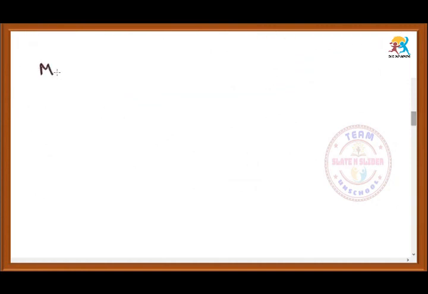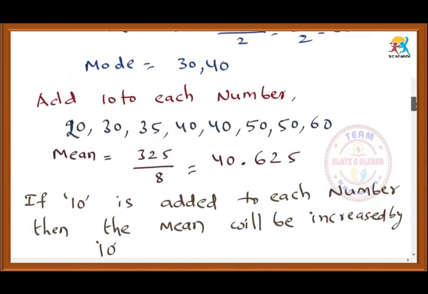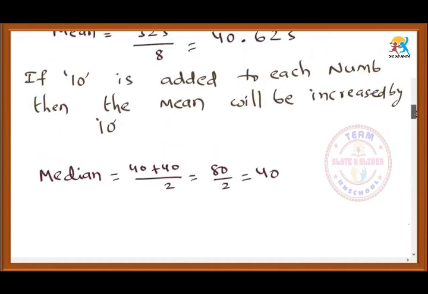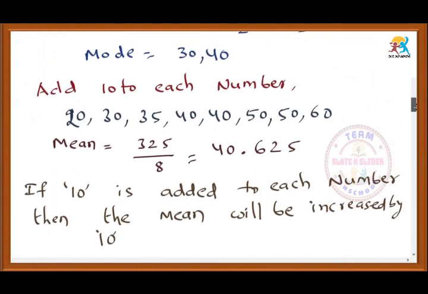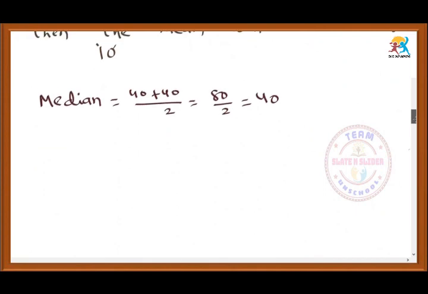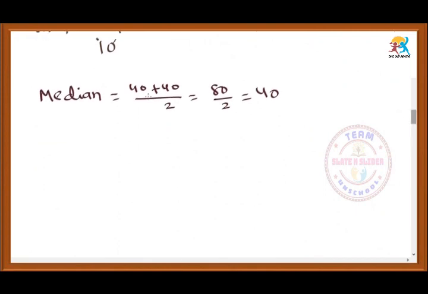Let's find out the median. Same, fourth term plus fifth term by 2. The fourth term is 40, the fifth term is also 40. So 40 plus 40 by 2, that is equal to 80 by 2, that is equal to 40. Here what happened? Actually the median was 30, but now it is 40. That means the median is increased by 10.